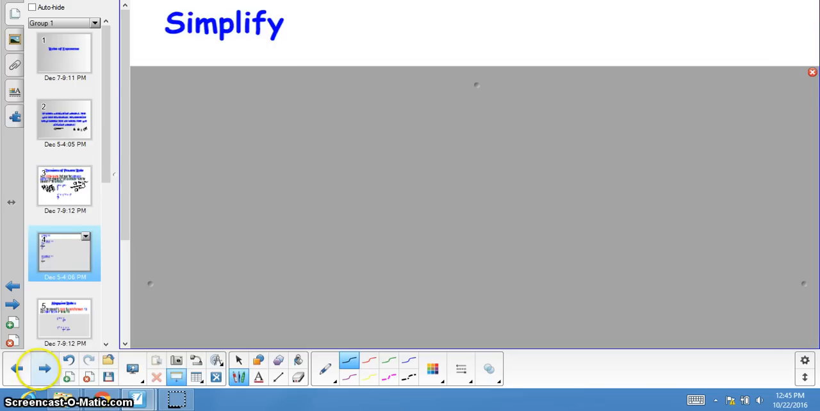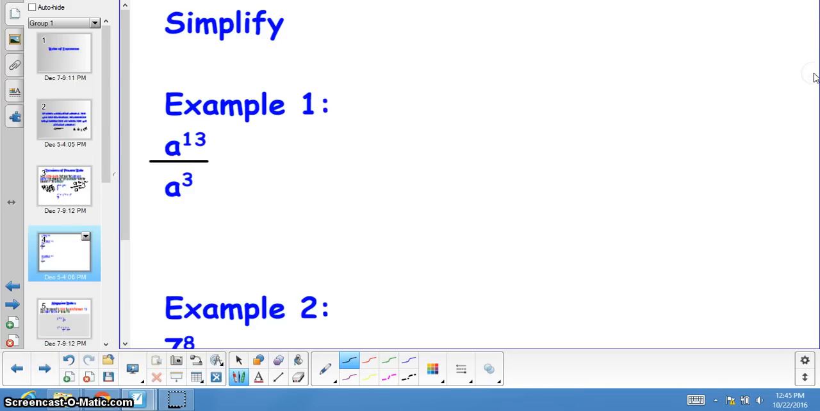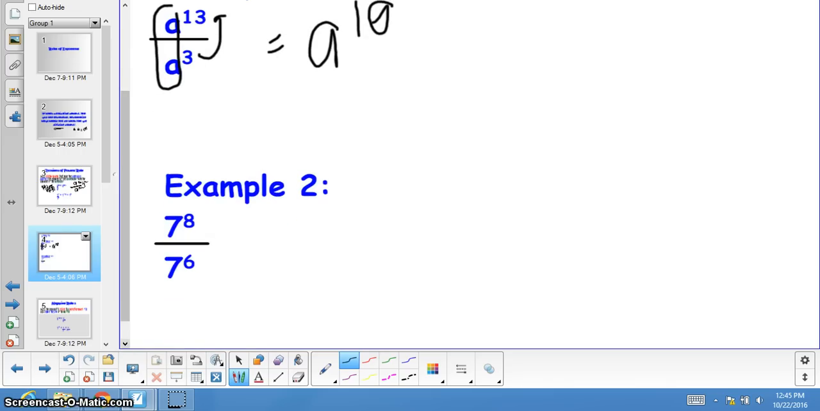Let's look at another one. Some examples. a to the 13th over a to the 3rd. Same base, because they're both a's. What's the rule? To subtract. And now you get a to the 10th power. Continuing on, they're both the same base. 7 to the 8th power divided by 7 to the 6th power is 7 squared, or 49.